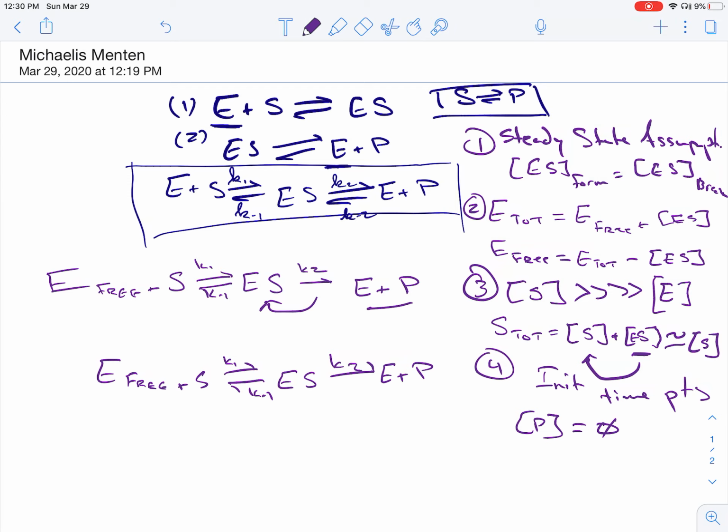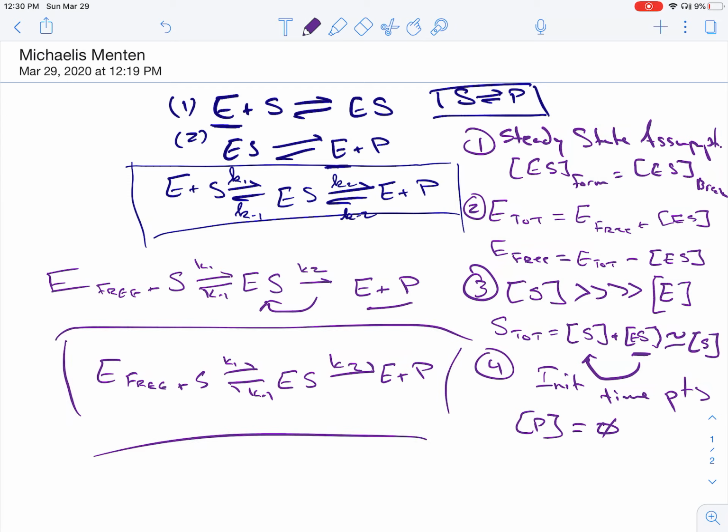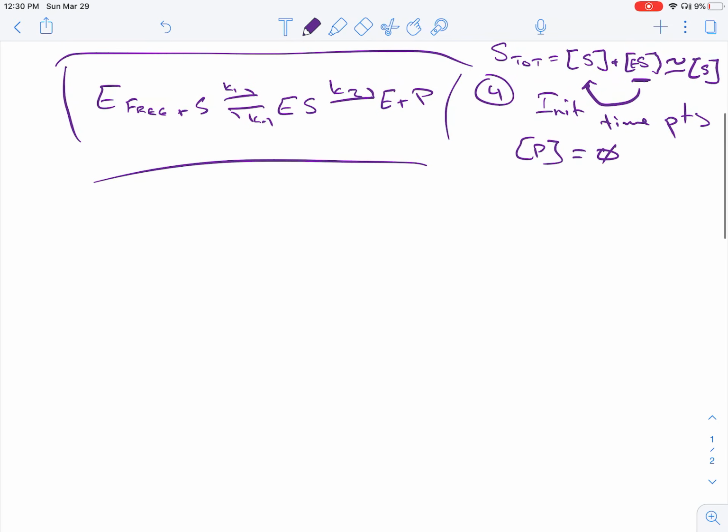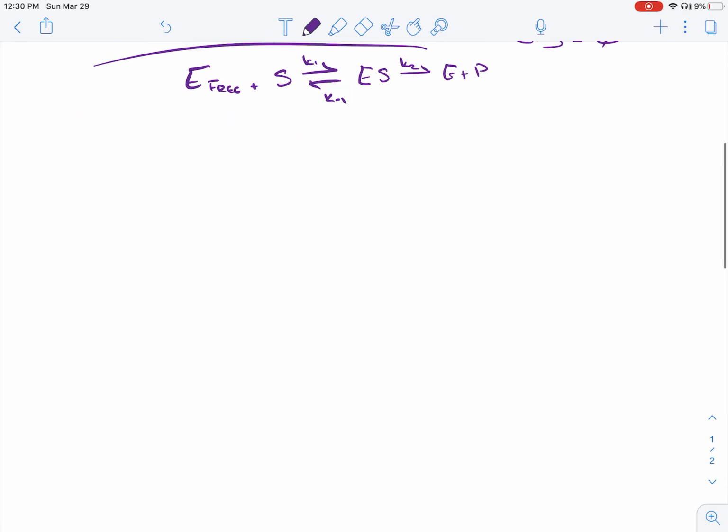All right, so those are the assumptions. So this is what we're all going to start with here. So let me flip to the next page, and then we can go work with that. And we're just going to manipulate this in order to determine the rate of reaction as a function of substrate concentration. E plus S, K1, reverse, K minus 1, ES, K2, E plus P. All right.